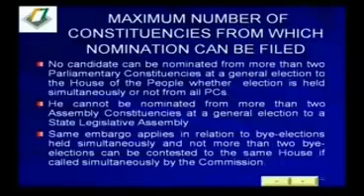So this is the law, and same applies to by-elections also. But by-elections simultaneously means if a number of by-elections to a particular assembly have been all simultaneously notified on the same day, then this particular restriction applies.